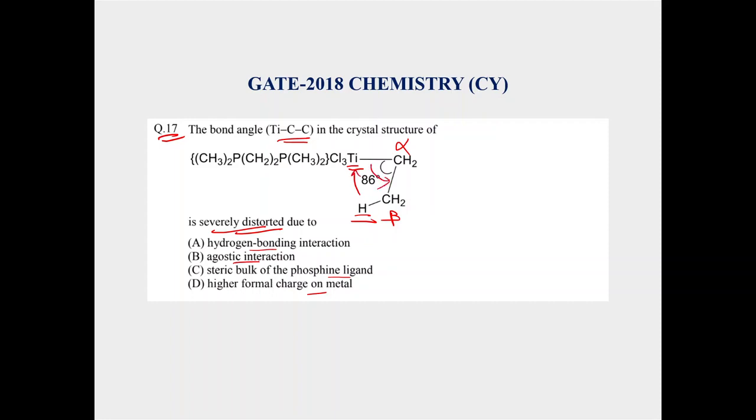So whenever there is a beta hydrogen present, there is some sort of interaction between this titanium and hydrogen, and this interaction is known as the agostic interaction. The name of this interaction is agostic interaction.